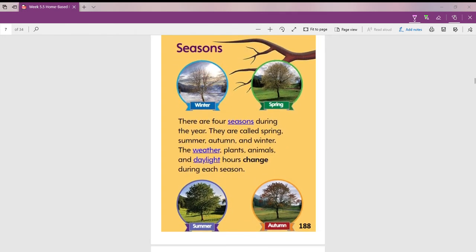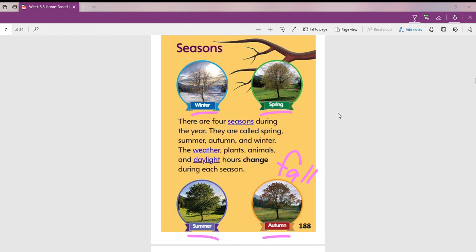Seasons. Look at those pictures, boys and girls. We have winter, spring, summer, and autumn, or we also call that fall, right? Let's go ahead and read this page together. It says, there are 4 seasons during the year. They are called spring, summer, autumn, and winter. The weather, plants, animals, and daylight hours change during each season.